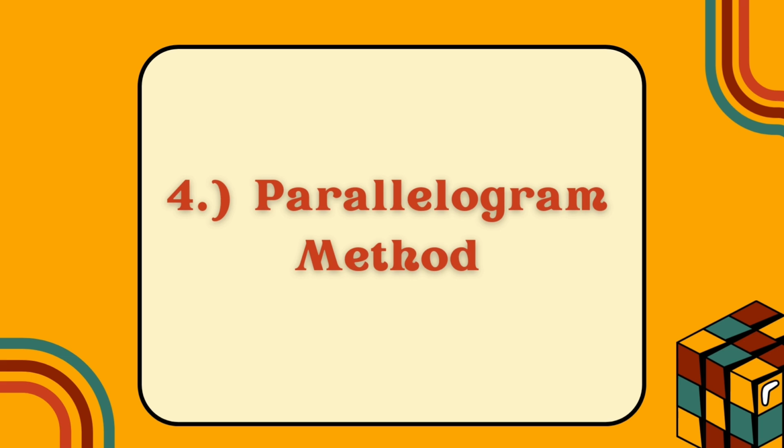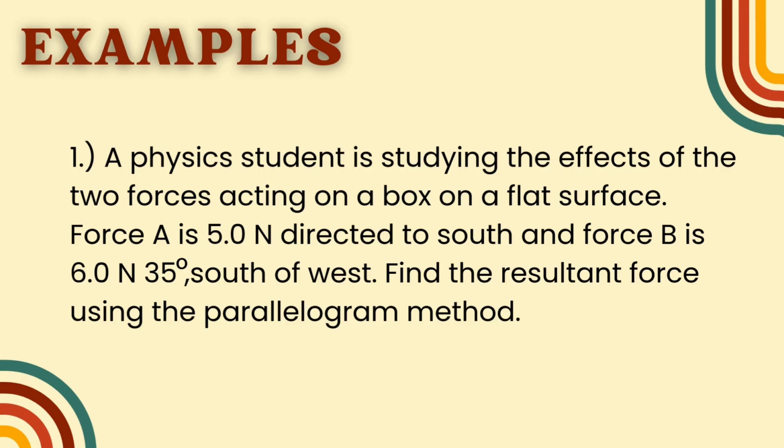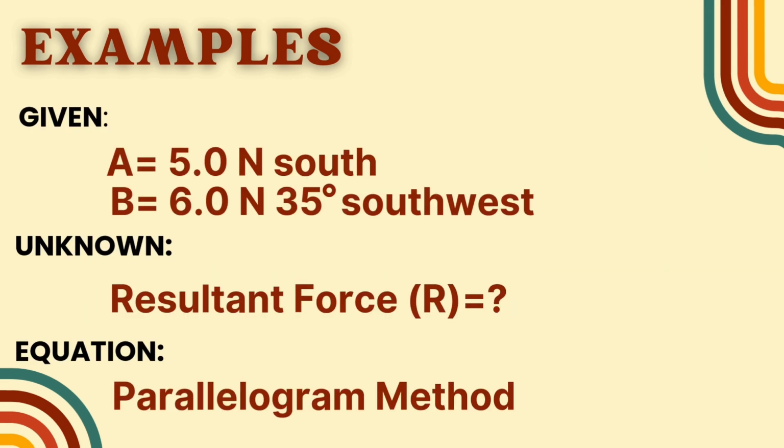And our fourth topic is the parallelogram method. A physics student is studying the effects of two forces acting on a box on a flat surface. Force A is 5.0 and directed to the south, and force B is 6.0 and 35 degrees southwest. Find the resultant force using the parallelogram method. For our given, A is equal to 5.0 and south, and B is equal to 6.0 and 35 degrees southwest.